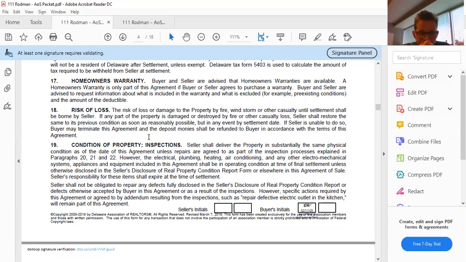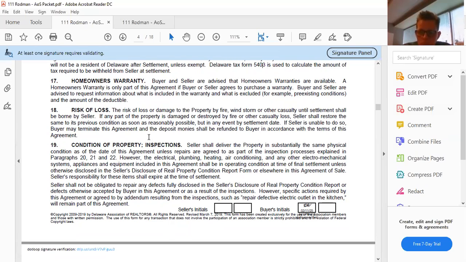Risk of loss, I would just read this. This is just saying that the property will be transferred in the manner that it was viewed. If there was anything major happen, the seller's responsible for that. What I do with a seller, when I'm talking to sellers right at the beginning, I say, look, here's the deal. We got a contract.